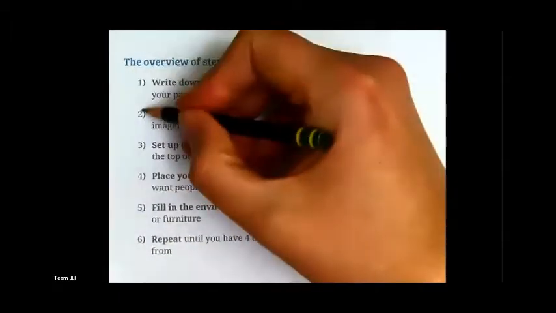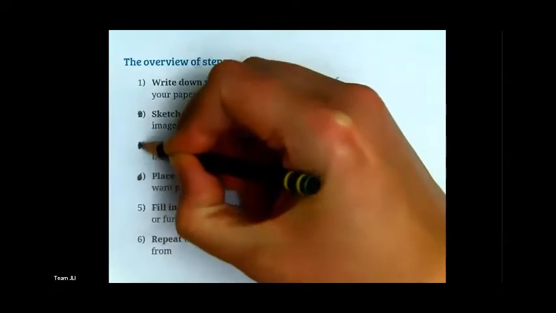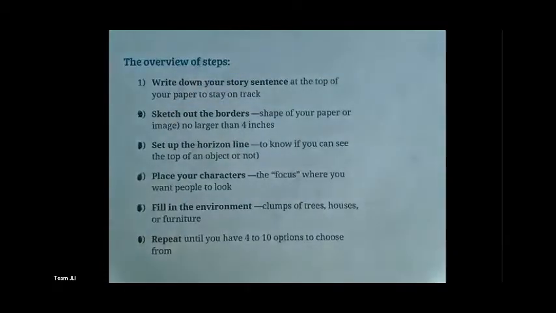After that, these aren't so important that you do them step by step. This is just how I tend to do them step by step. But you're going to sketch out your borders. So you get to pick if you're going to make a square picture, rectangle picture, circle picture, whatever kind of picture. Then you set up your horizon line so that you can tell if you're going to see the top of your character's feet or not, the top of their head or not. That's going to be decided by the horizon line.